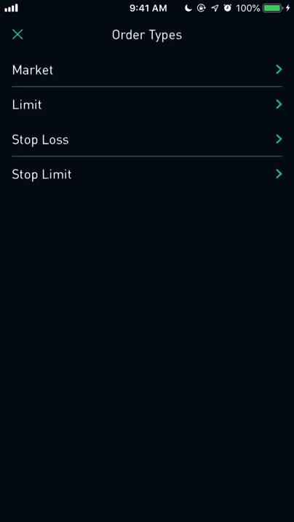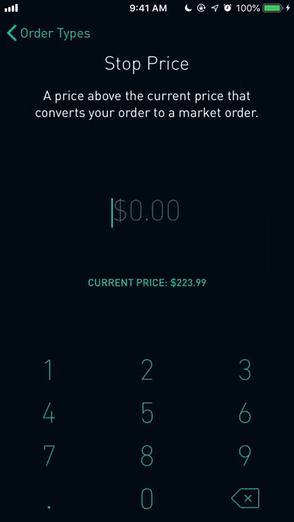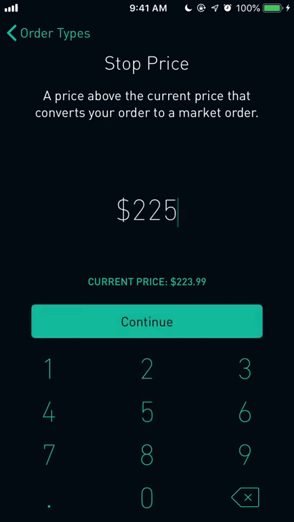And then some other order types you can do as well is a stop loss. So stop loss, like it says, you're buying the stock at a price above the current market price that converts your order to a market order. So for example, if I do 225, as soon as it hits that, it will turn into a market order.